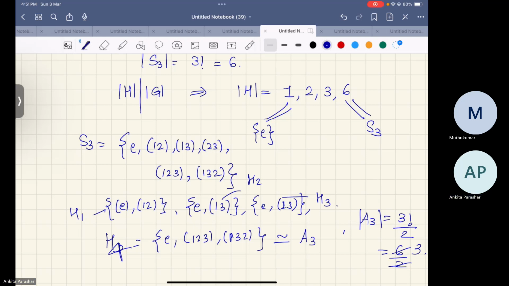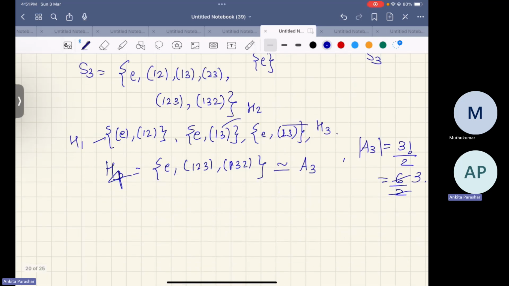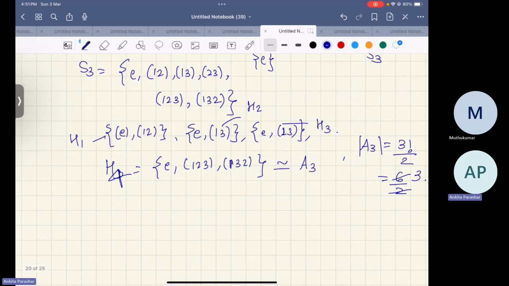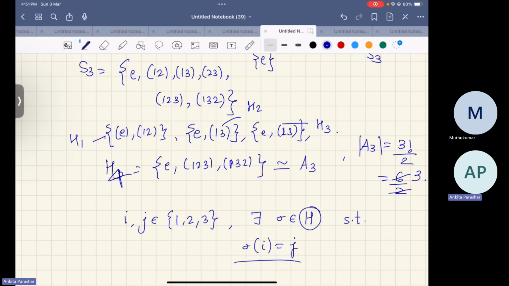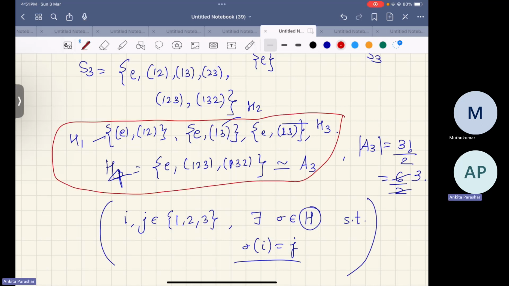Now, which one is transitive? Recall the definition. Given any indices i and j in 1, 2, 3, there should be a sigma in H, whichever H you are saying is transitive, such that sigma i is the same as j. It's very easy to see from the collection of subgroups that we have. Can you see what the transitive subgroups here are?